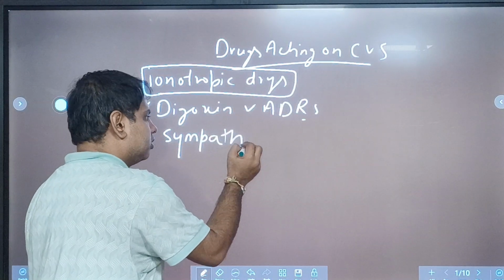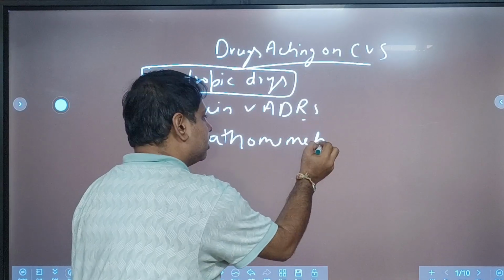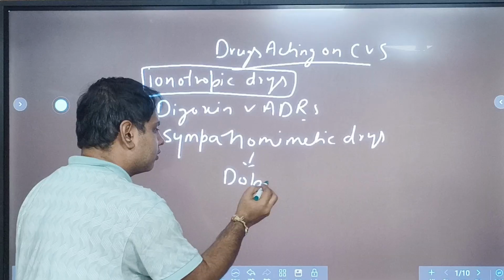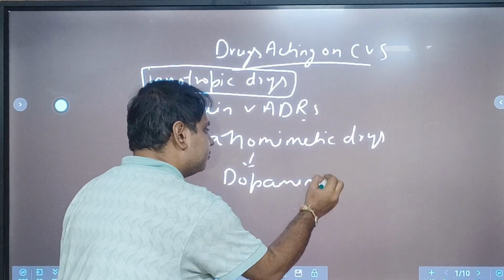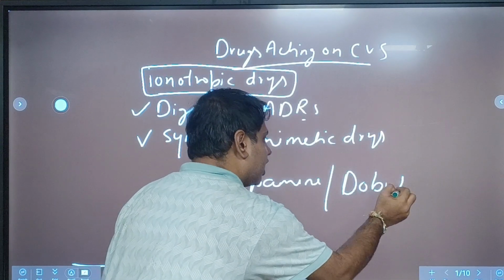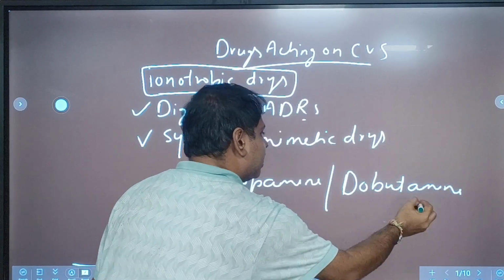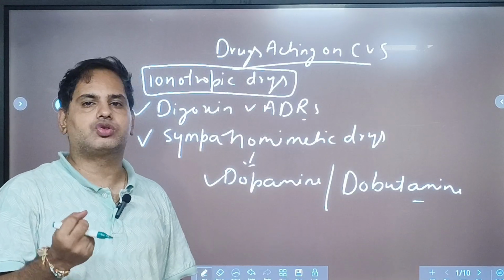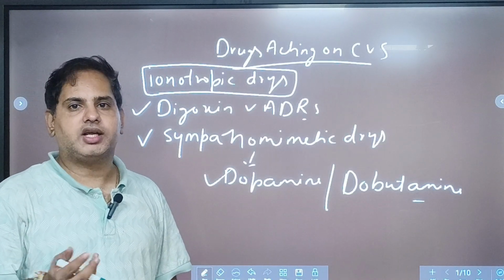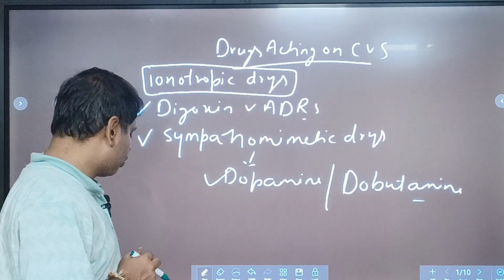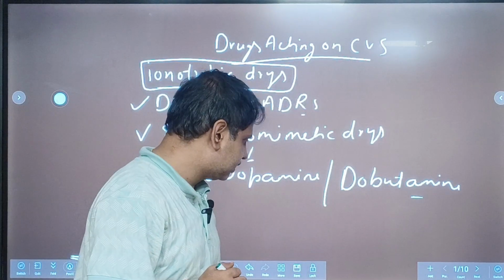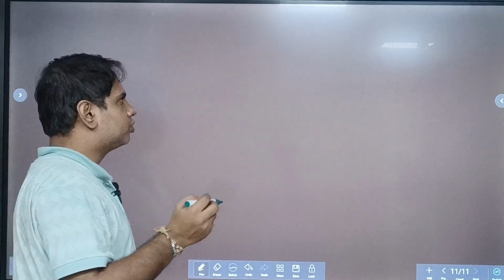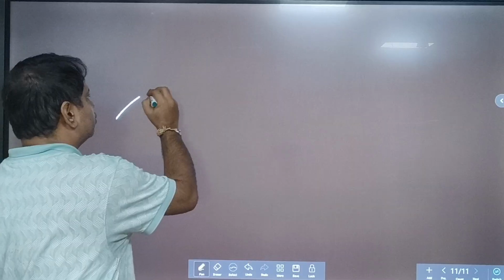Sympathomimetic drugs. So we are going to discuss how sympathomimetic drugs like dopamine and dobutamine are helpful in CHF patients, how they increase the force of contraction of the ventricles and ultimately increase the cardiac output. So how it is going to do that, we are going to discuss that part. How sympathomimetic drugs result in an increase in the force of contraction of the ventricles.